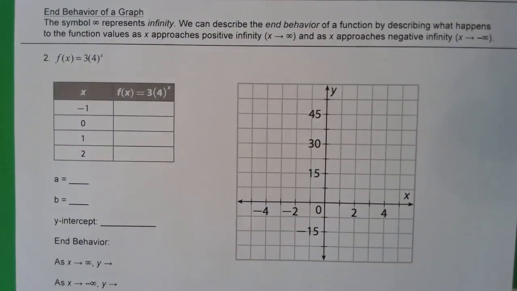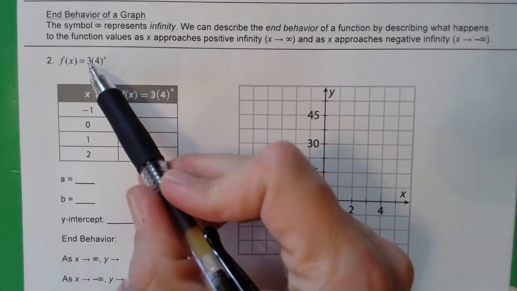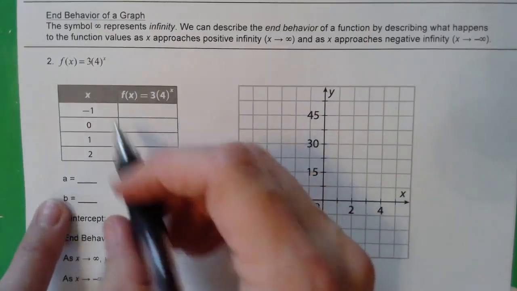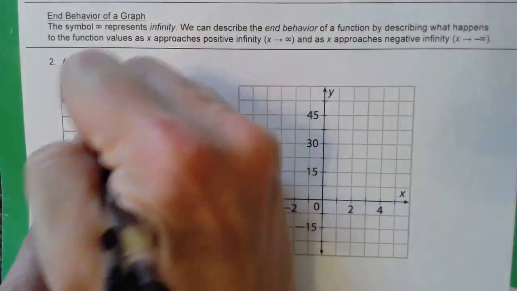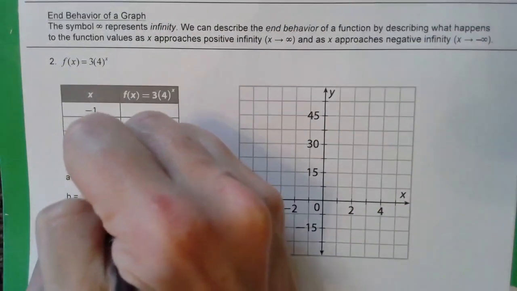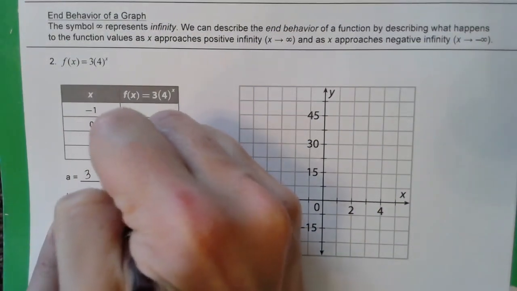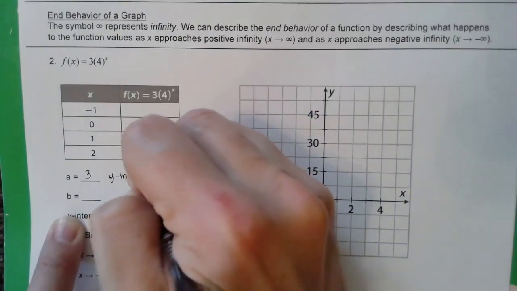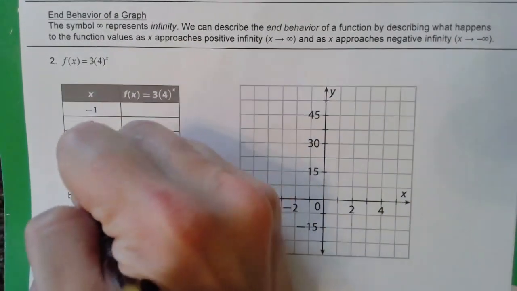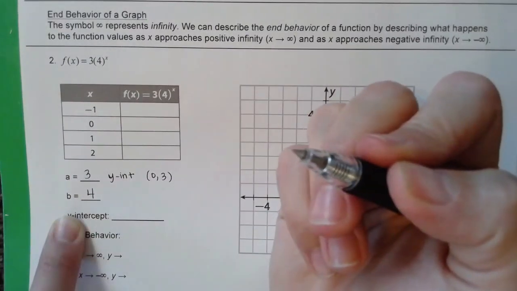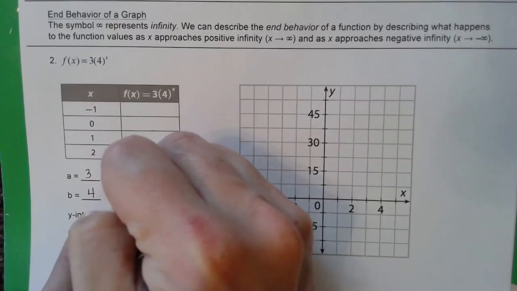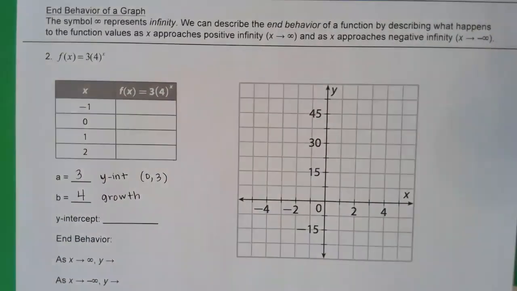Alright, so question number 2 gives us a function. It's y equals 3 times 4 raised to the x exponent. From our notes yesterday, we know that the 3 means that my a value is 3. That also means that my y-intercept is going to be the point 0, 3. My b value is the number inside the parentheses. So this one, that number is 4, and when this number is bigger than 1, it means that it's an example of exponential growth. So this one should be increasing or getting bigger.